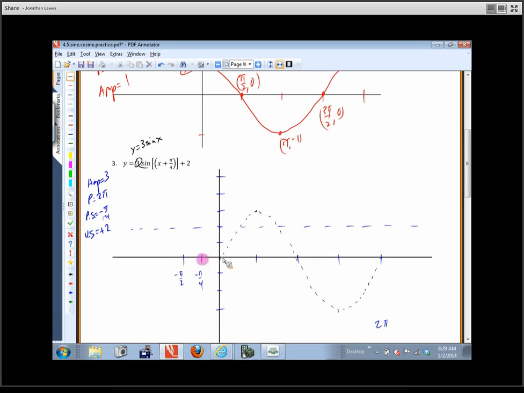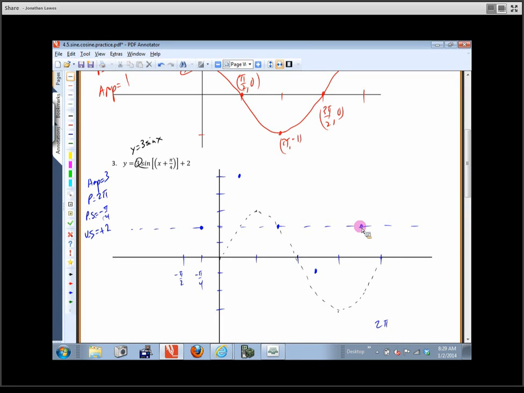So if I go back pi fourths and up 2, that's going to put me right here. Back pi fourths is half of one of these tick marks, and up 2, that's going to put me right here. Back pi fourths and up 2, right here. Remember, we're at -3 right here, and then I go up 2, so that's going to put me at -1.